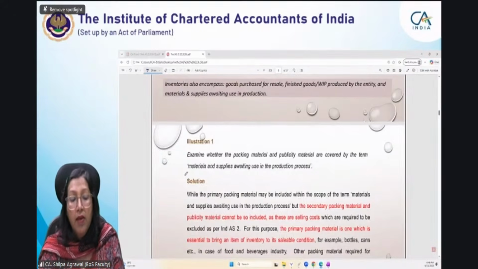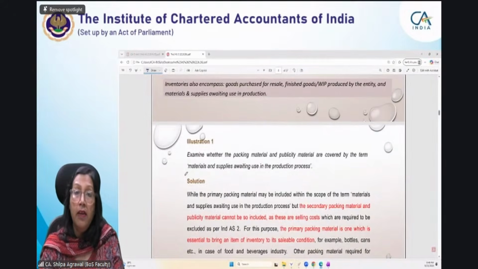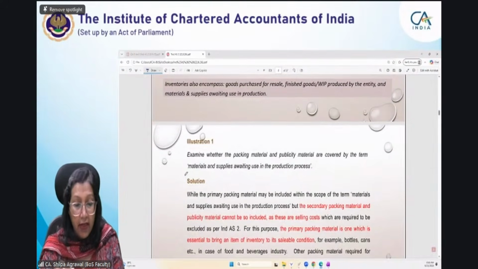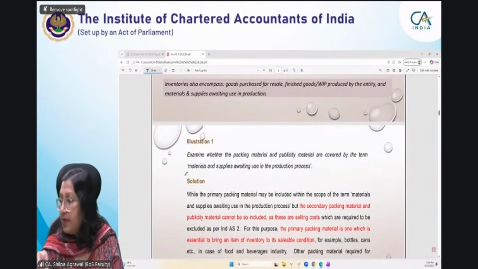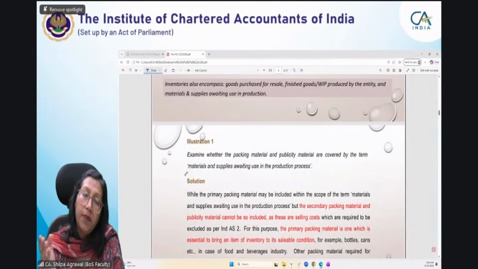Okay, cold drinks also. For cold drinks, earlier when we had glass bottles, Gold Spot or Limca, those glass bottles were on a returnable basis. They were inventories, but their cost was not included as part of the cost of the main item sold within that bottle. But nowadays, since there are plastic bottles, plastic bottles become the primary packing material, because without that you cannot have that cold drink at your place. So it becomes your primary packing material and forms part of the inventory.